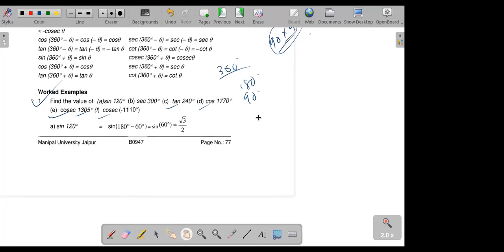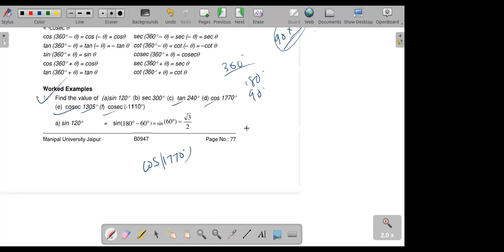So 360 into 1770. What will be the remainder here? 720, 1440, 4 times, I think. 4 times, and 1770 minus 1440 is 330. So this will go as cos of 4 times 360 plus 330. Correct.